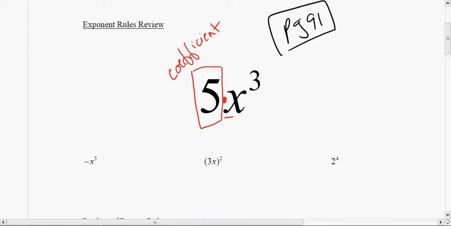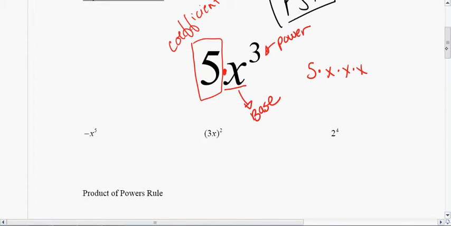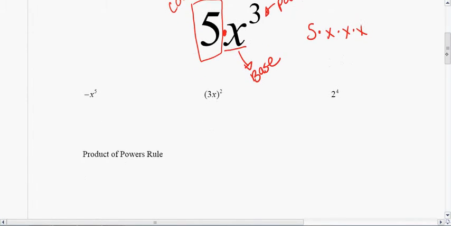The x is referred to as the base. That's the part that's being raised to the 3, the exponent 3, which is the power. So this really means 5 times x times x times x, or 5x cubed. The x is the base. That's what's being raised to the power or the exponent of 3. And being able to distinguish between those three pieces is pretty important once you start applying some more complicated rules.